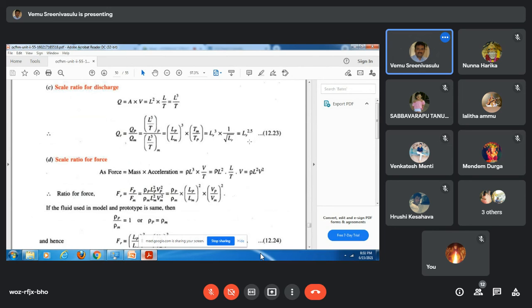And then kinematic similarity and dynamic similarity. Based on these, we will construct the model and conduct simulation experiments on the model, and those results will be extrapolated to the original structure. Original structure means the prototype structure. So this is all about model studies.